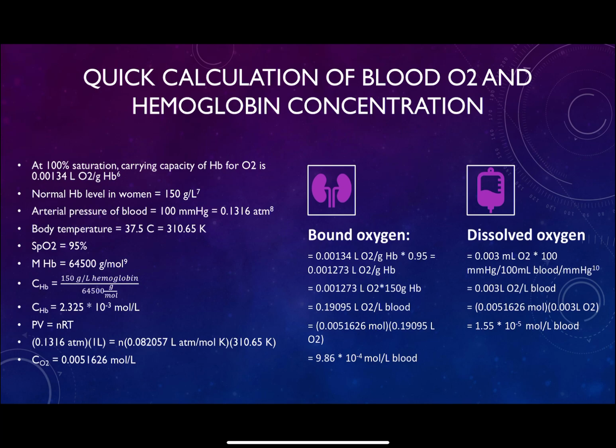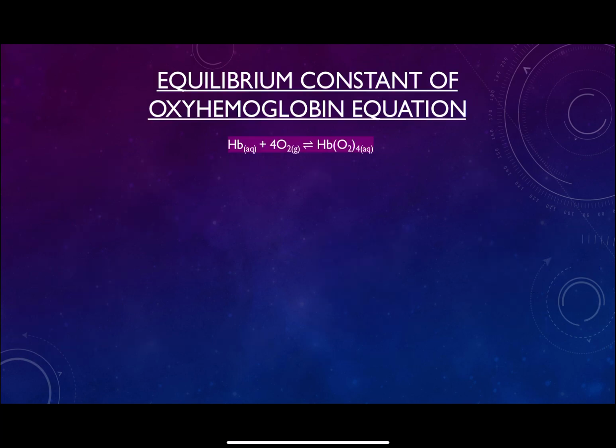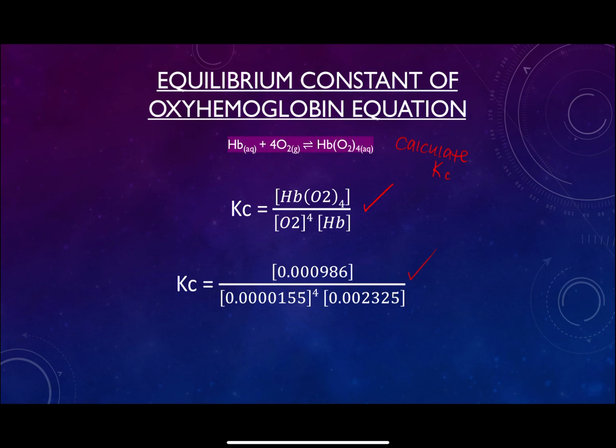Now, this is just a quick calculation of blood O2 and hemoglobin concentration that I did to use in the next slide. Now, everybody, we're going to take what we've learned over the last couple of slides and apply it to figuring out what the equilibrium constant of oxyhemoglobin is going to be. So with this equation, how is our Kc equation going to be set up? Exactly. And then we're going to take the values we got in the last slide, plug them in right there, and I'll give you a moment to take out your calculators, get that all together.